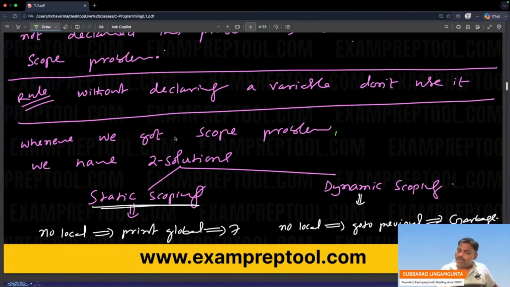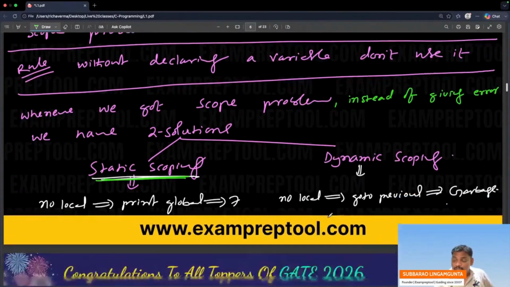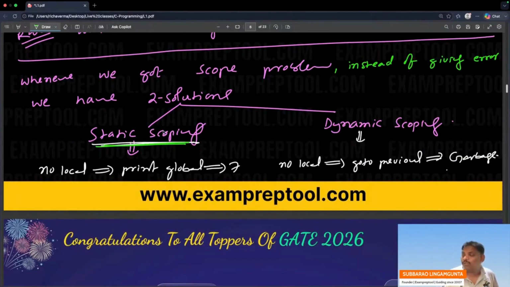Whenever we get a scope problem, instead of giving an error, we have two solutions. One solution is static scoping. One solution is dynamic scoping. But remember everyone, why is it called static scoping? I will explain. Static scoping means no local, then print global. This global variable is created at compile time only. A compile-time variable is normally created in the static area of memory. That is the reason it is called static scoping.